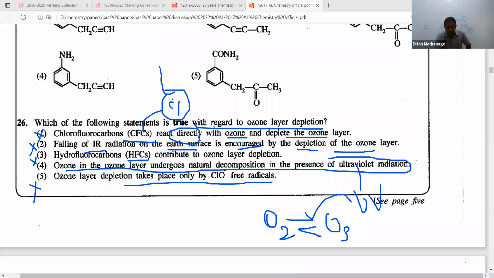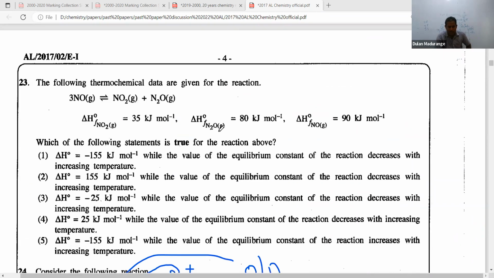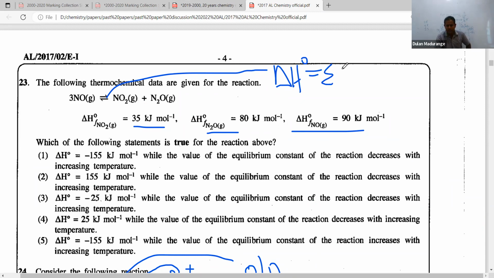26 is finished. Let's finish 24 and 23. For Q1, the enthalpy changes given here are the information. Apply directly the equation: delta H naught equals sigma H naught products minus sigma H naught reactants. Put the formation values in, and if there is a stoichiometric coefficient, multiply by it. Here there is a 3, so multiply by 3, and 1 more is given.